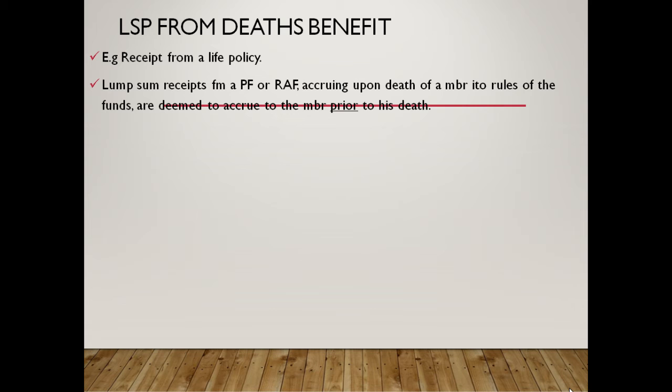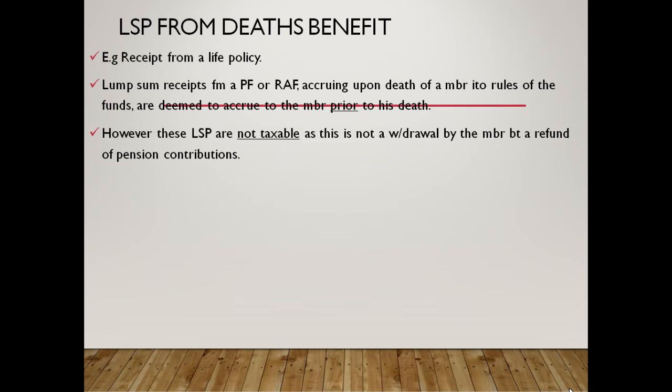So lump sum receipts from a pension fund or retirement annuity fund accruing upon death of a member in terms of the rules of the fund are deemed to accrue to the member prior to his death. However, they are not taxable. Why? Because this is not a withdrawal by the member but a refund of pension contributions. So this one is capital in nature, so it's not taxable.